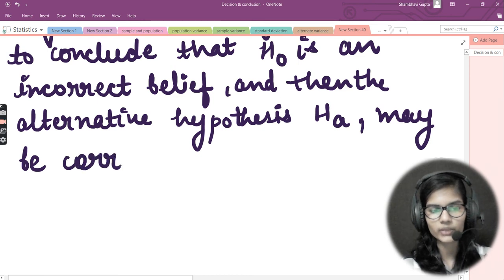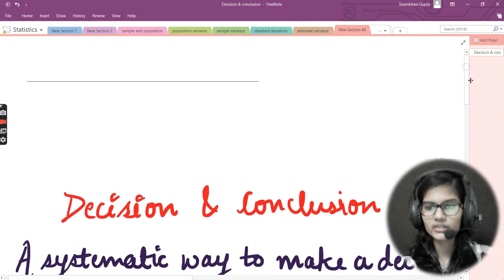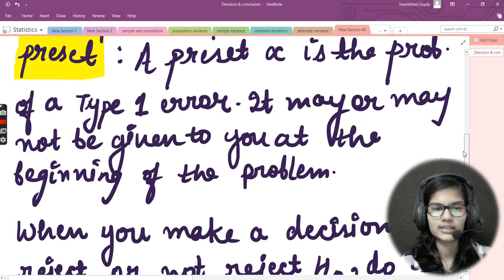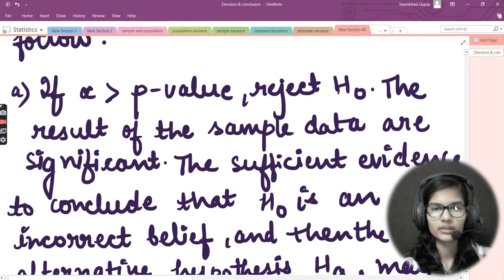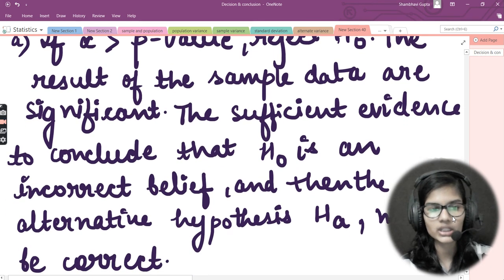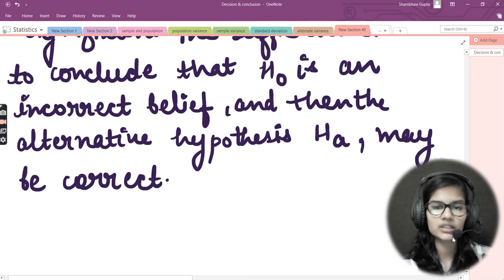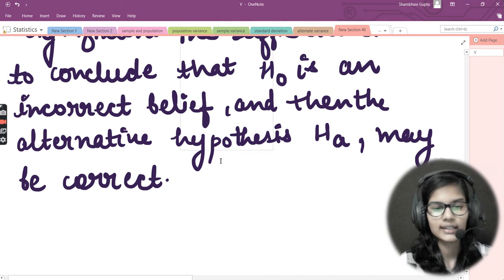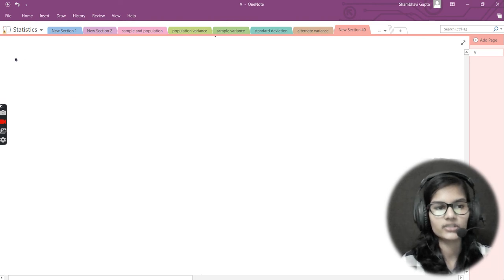This is the first condition that applies here. Let me take the scroller and see it. So if alpha is greater than p value, reject H naught. The result of the sample data are significant. There is sufficient evidence to conclude that H naught is an incorrect belief, and the alternative hypothesis HA may be correct. This is the very first condition. Now let's come to a new line, and here my second condition starts.